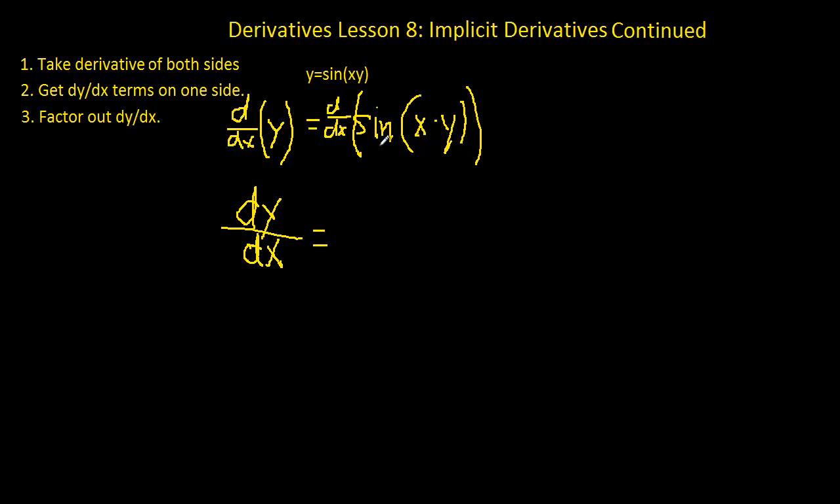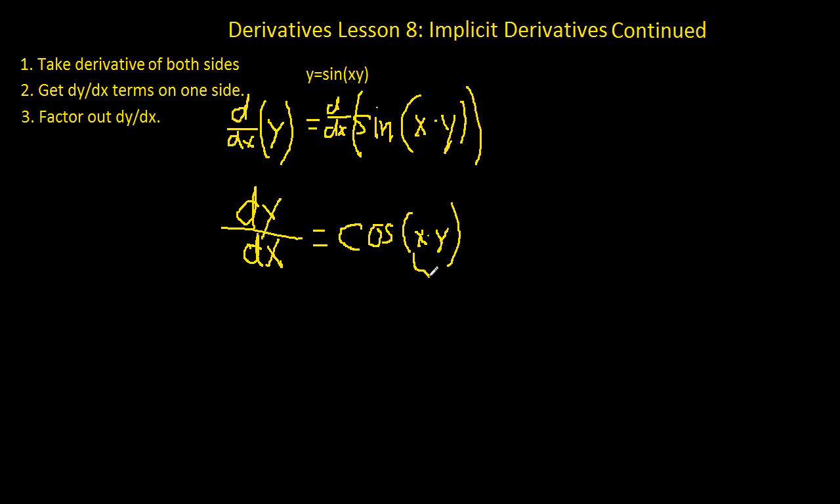We use the chain rule. So we ignore what's on the inside here and we just worry about the outside. Take the derivative of the outside. So the outside derivative is going to be cosine x times y. That's what we're going to get. And then multiply that by the derivative of the inside.